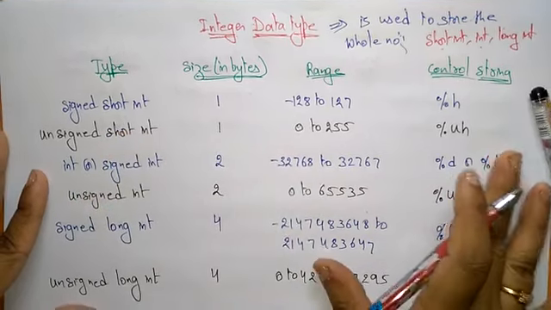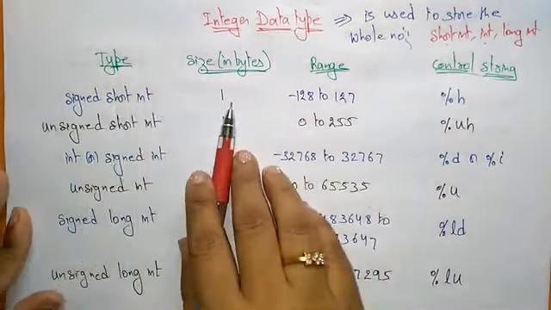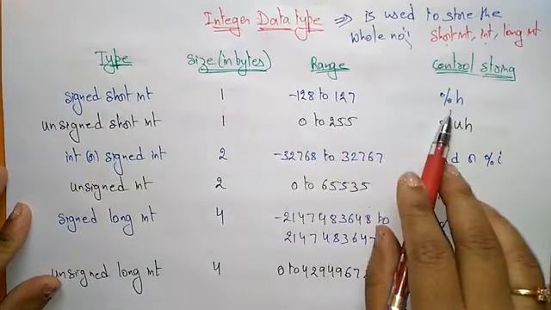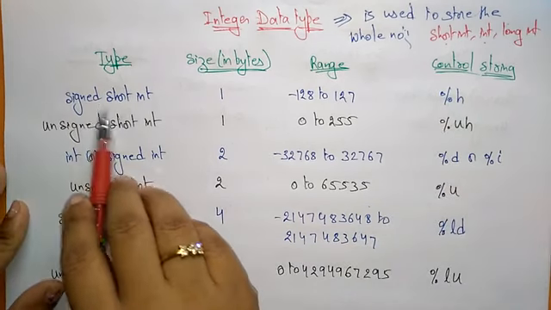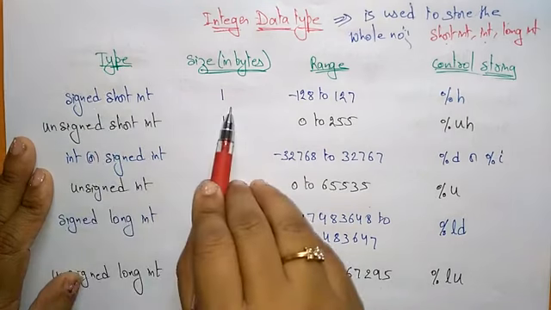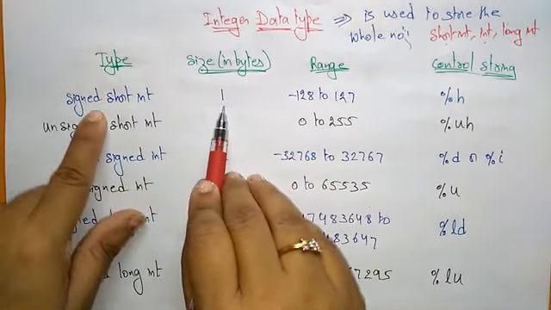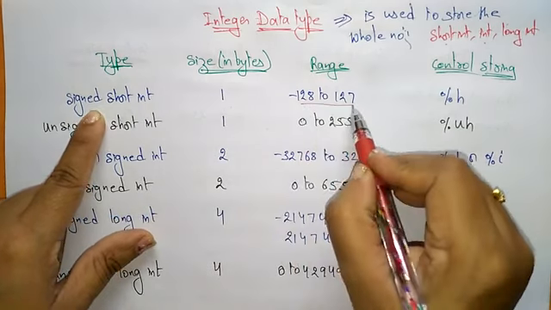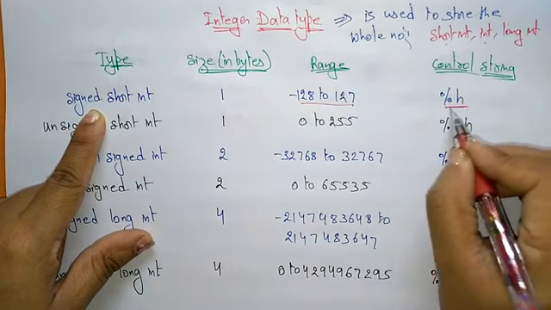So these are the types, the size related to each type, the range of that integer, and the control string that will be used on that particular integer. So this is a signed short integer. The size of the signed short integer in bytes is 1 byte. The range will be -128 to +127. Here we use the control string %h.